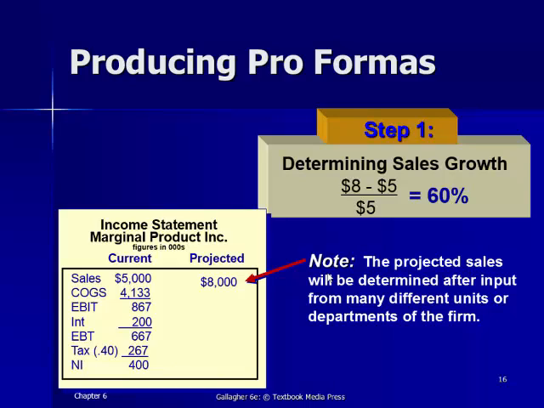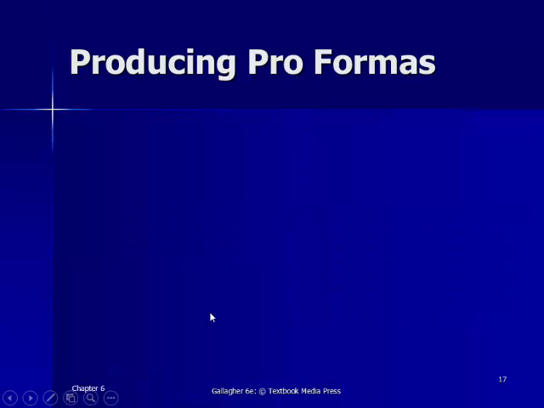There's the first line. If your sales are going to go up by 60% and they're currently at 5 million, note that these are all in thousands, so this number right here is 5 million. A 60% increase would be to 8 million. Ending value minus beginning value over beginning value is 60%. So if I multiply 5 million by 1.6, then the projected sales figure is up to 8 million.